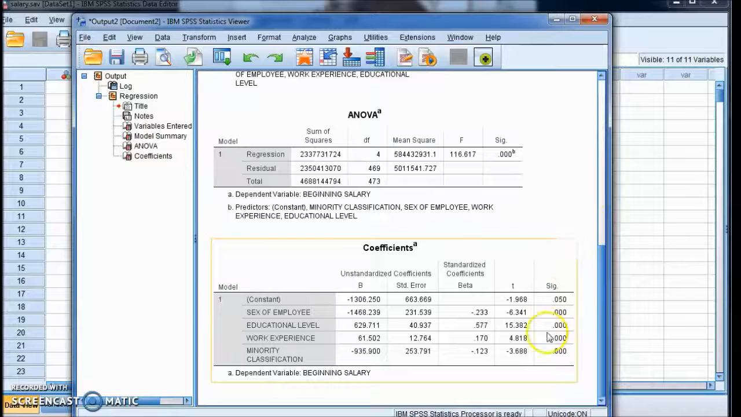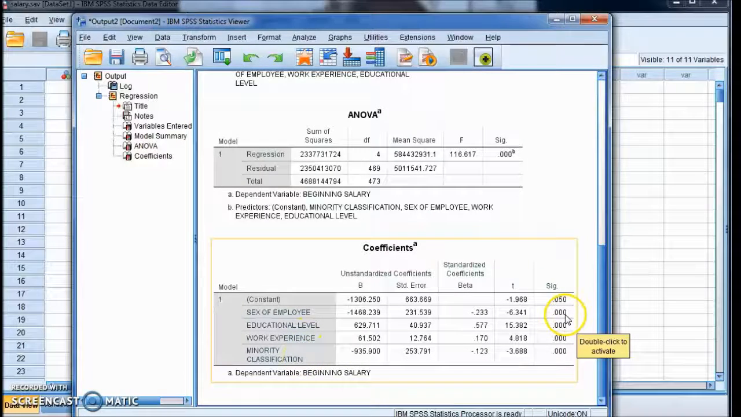Anyway, what it's telling me is that it's got a model where the constant is a negative 1300, and that it's significant. It's a number that we need to have in there. And then it's also telling me that the gender of the employee has a role in this, as does educational level, and as does work experience and minority classification.